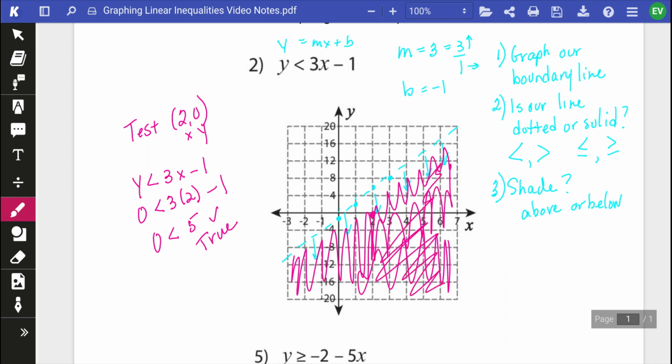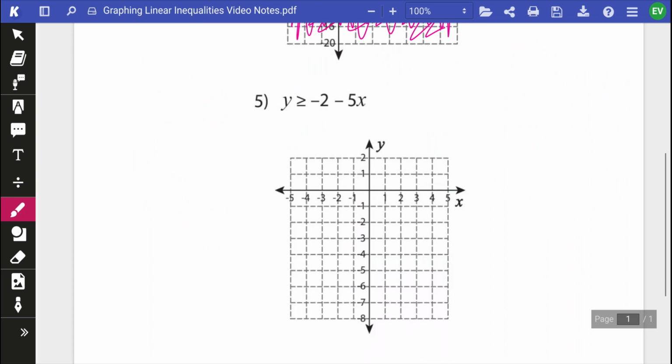Okay, so that's how you figure it out. 3 basic steps. Graph our boundary line, decide if our line is dotted or solid, and then we're going to shade either above or below our line, or to one side or the other. And to do that, you're going to use a test point to verify whether or not you shade. If you chose the wrong side to shade on, your test point would yield a false inequality. Okay, so one more example here.